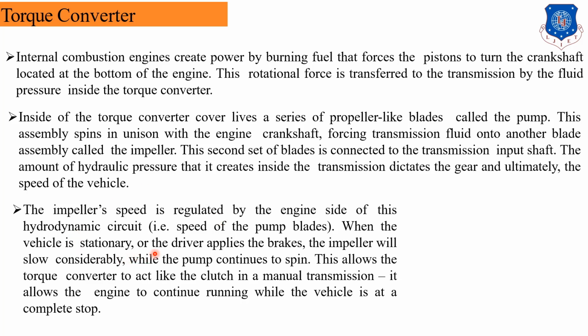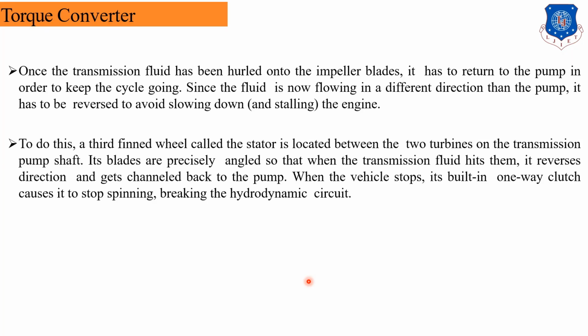When the vehicle is stationary or the driver applies the brake, the impeller slows considerably while the pump continues to spin. This allows the torque converter to act like a clutch in a manual transmission system. It allows the engine to continue running while the vehicle is at a complete stop. Next, when the transmission fluid has been hurled onto an impeller blade, it has to return to the pump to keep the cycle going. Since the fluid is now flowing in the opposite direction to the pump, it has to be reversed to avoid slowing down and stalling the engine.